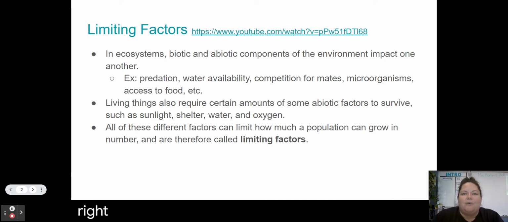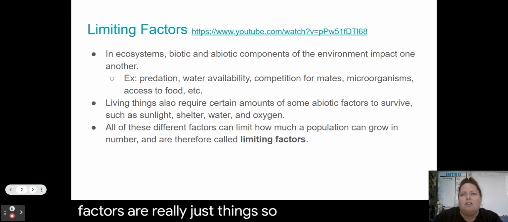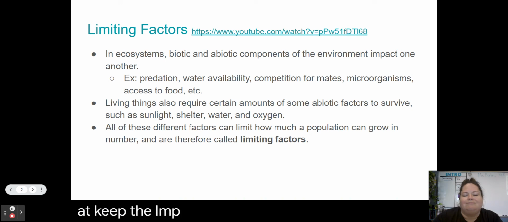All right, so limiting factors. Let's think about what that means. Limiting means to kind of keep restricted. Factors are really just things. So they're things that keep the population size restricted within an ecosystem.